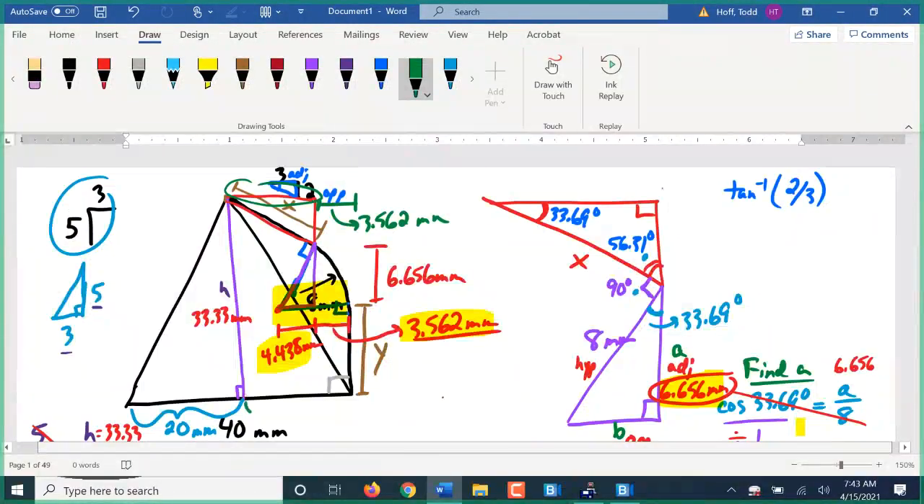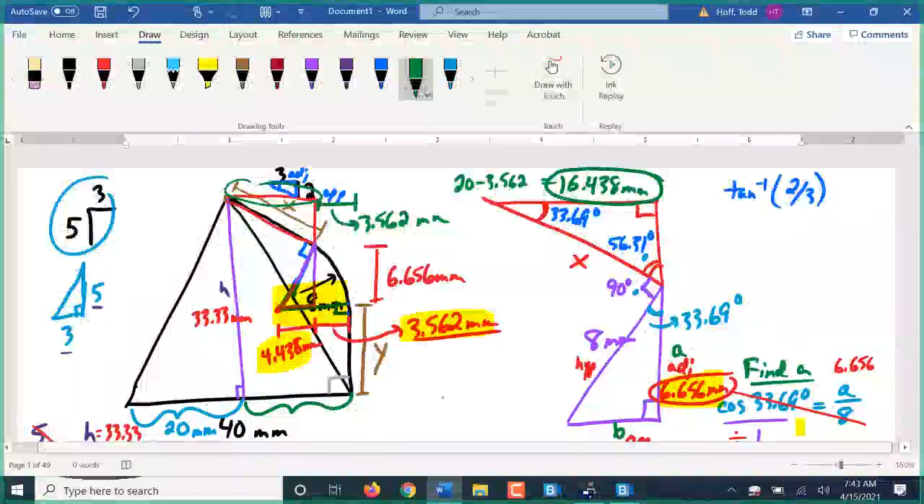The whole thing has to be 20 millimeters, half of the 40. So this piece up here is 20 minus 3.562, otherwise known as 16.438 millimeters. Now that I have that dimension, I can find this dimension here.